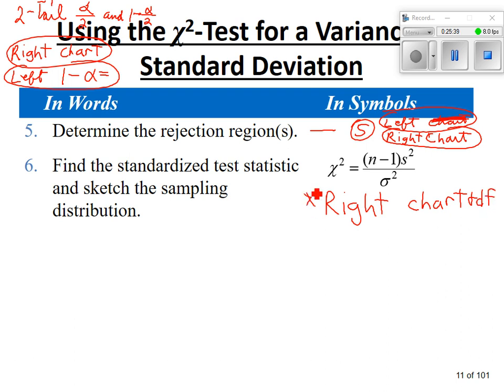So right tail, chart and DF. Left tail, you gotta do 1 minus alpha, then use the chart and the DF. And if you're two-tailed, you gotta do alpha divided by 2 and 1 minus alpha divided by 2, and then take both those numbers and your DF and use the chart. I think there's one on the review packet there, we'll do it here in a second.